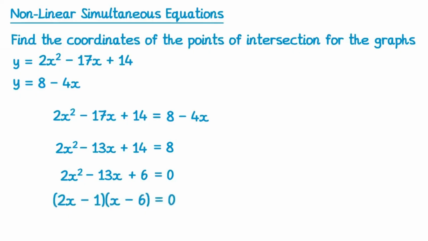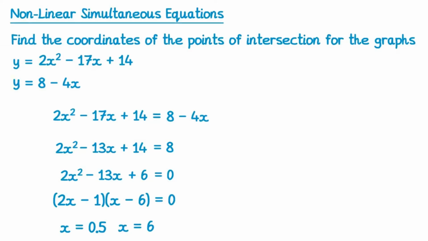This will give us two solutions this time. So the first bracket, 2x minus 1 equals 0, means that 2x would equal 1, and therefore x would equal 0.5. For the second bracket, it's straightforward, x will need to equal positive 6. So our two solutions for x are x equals 0.5 and x equals 6. But we also need to get the corresponding y values for both of these solutions.